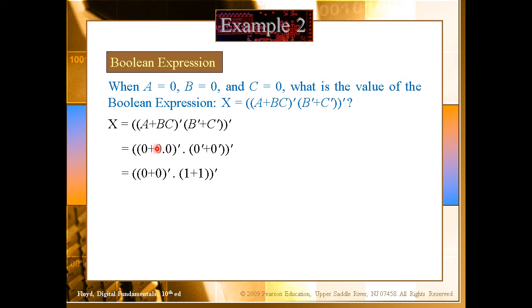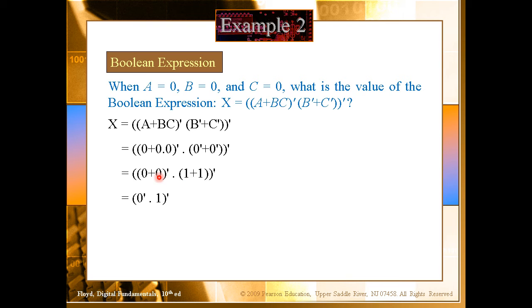Okay, now which one we'll deal with first? Probably 0 dot 0 here, okay? That will be what, 0, right? AND operation, 0 and 0 makes it 0, right? And here inside this parenthesis, 0 prime is what, 1? And again 0 prime is 1, right? So again, let's look at the parenthesis here. This is 0 plus 0, and now here 1 plus 1.